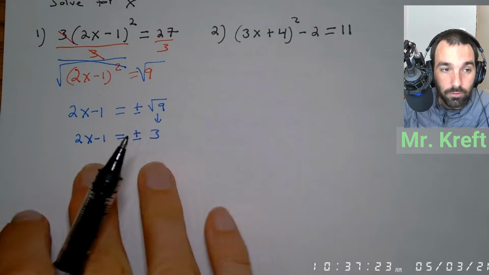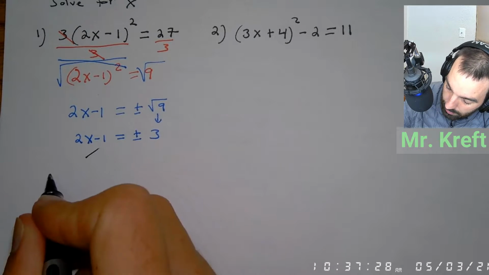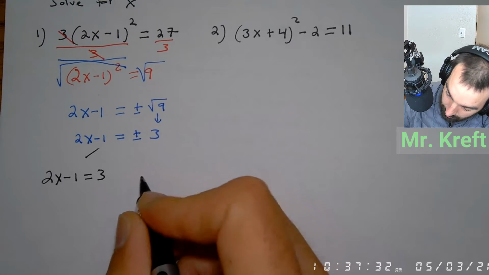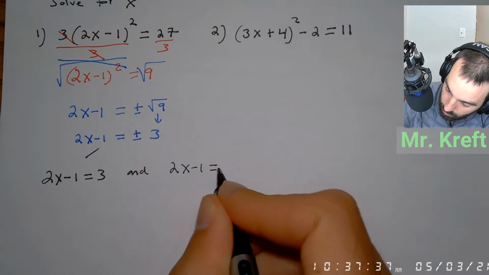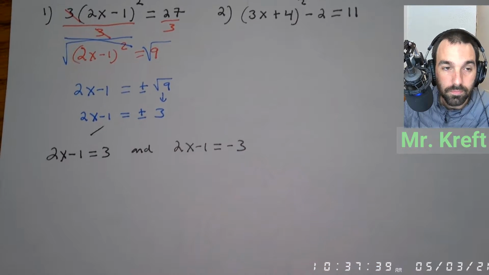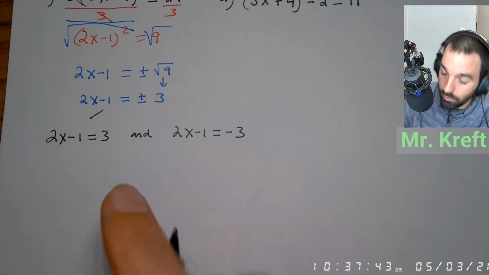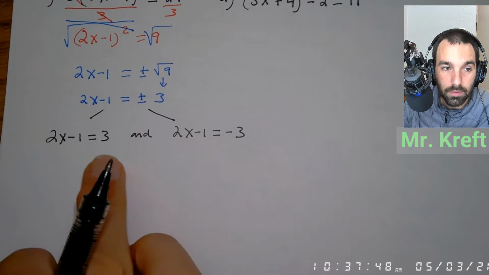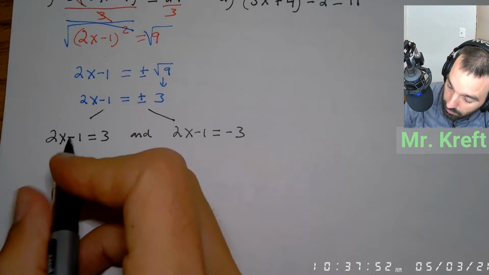Okay. Now, what happens here, again, is I'm going to have 2 equations, right? So that's what the plus or minus means. So it means I'm going to have 2x minus 1 equals positive 3. And you're going to have 2x minus 1 equals negative 3. Okay, so again, we have 2 different solutions because of the plus or minus, right? So the positive is a positive 3, and then we have the minus 3. So we're going to solve both of these.